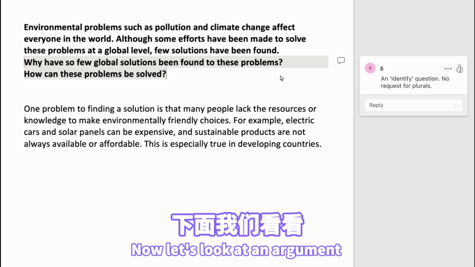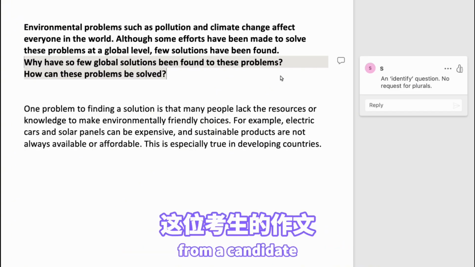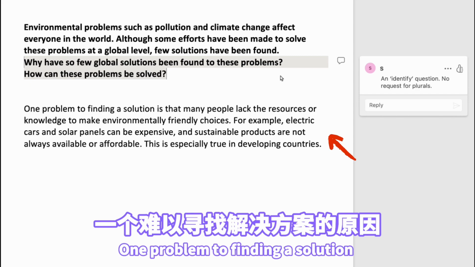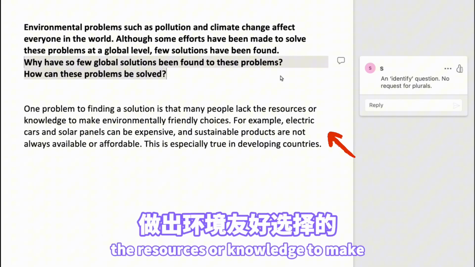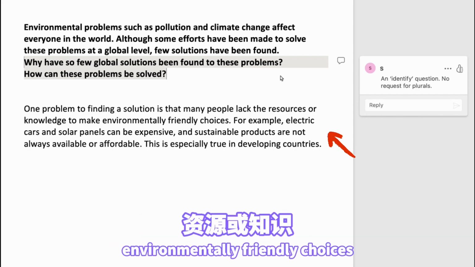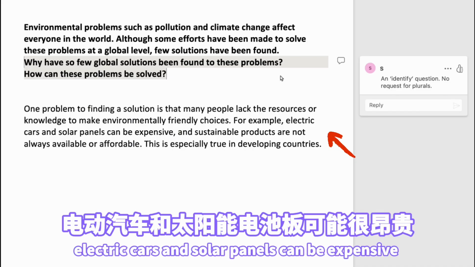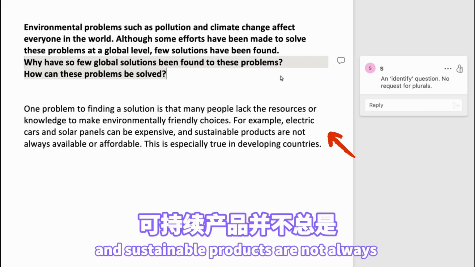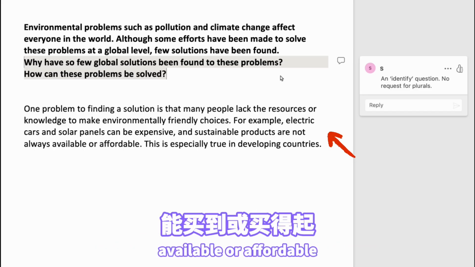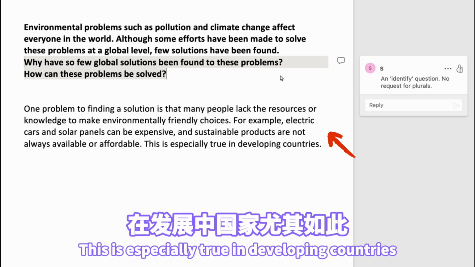Now let's look at an argument from a candidate. One problem to finding a solution is that many people lack the resources or knowledge to make environmentally friendly choices. For example, electric cars and solar panels can be expensive, and sustainable products are not always available or affordable. This is especially true in developing countries.